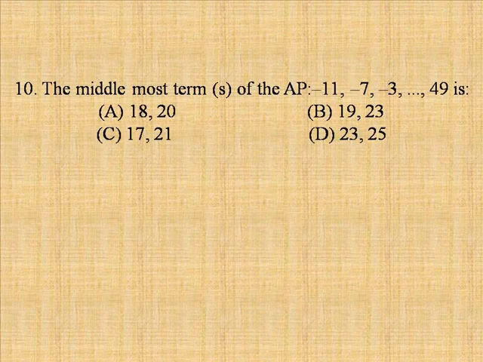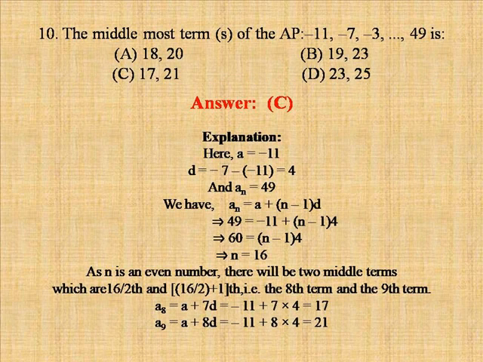And the last question, the middlemost term of the AP minus 11, minus 7, minus 3, up to 49 is, you have the 4 options. So let's see its answer. Answer is option C, that is 17 and 21. You can see the explanation.